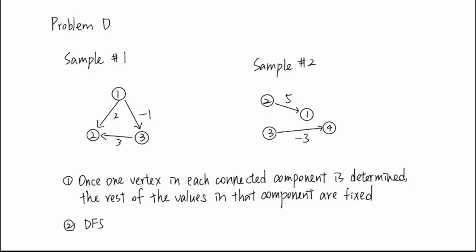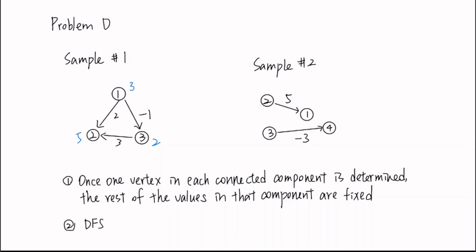What this means is that, for example, for sample 1, if vertex 1 is assigned a number 3, vertex 2 would have to be 5 because the edge between 1 and 2 has a value of 2. And vertex 3 would have to be a value of 2 because 2 plus 3 equals 5 and 3 minus 1 equals 2, which satisfies all the edge constraints.